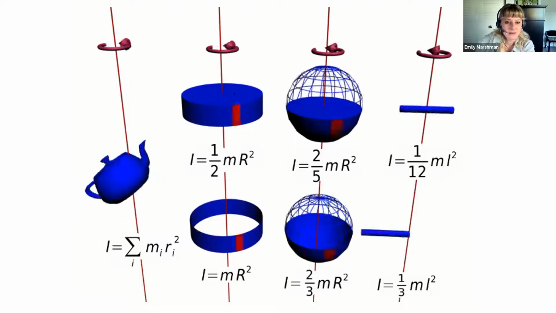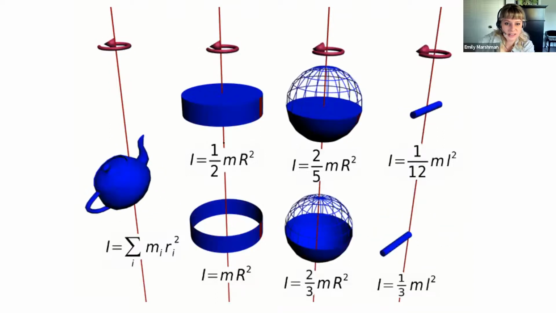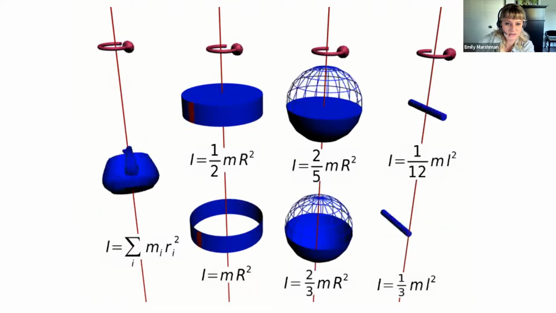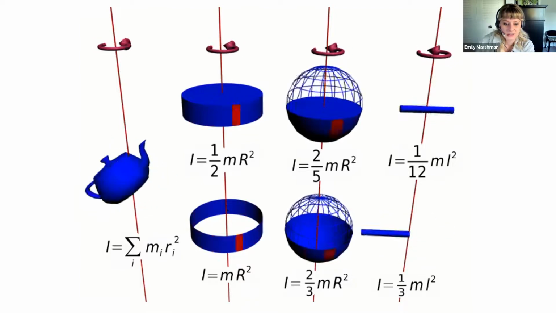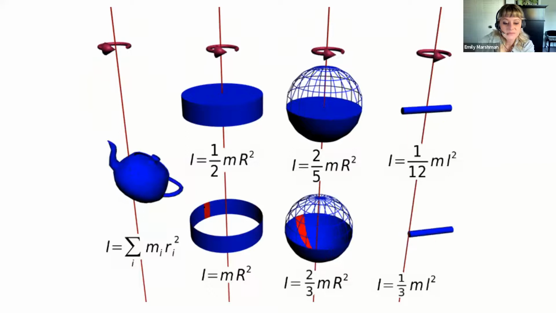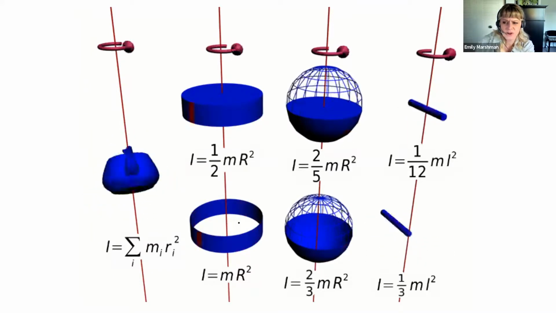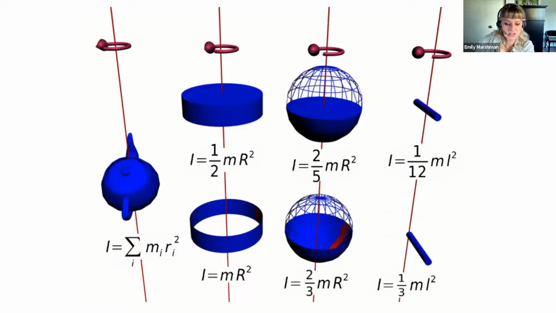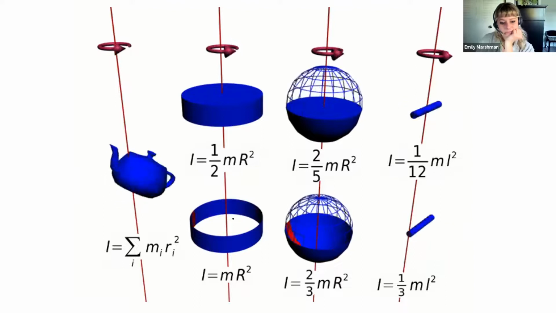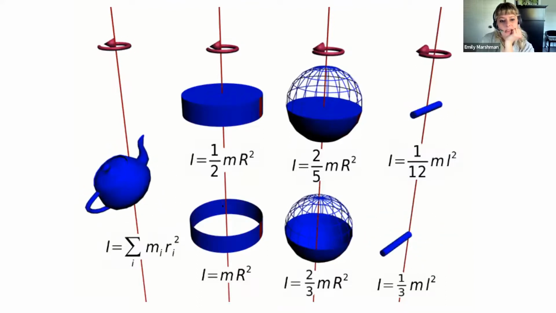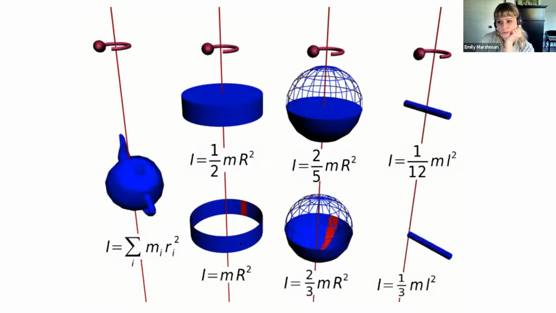Notice that the disk has more mass concentrated towards the axis of rotation, right here in red. The hoop has all of its mass concentrated further away from the axis of rotation, so it's more on the periphery. The disk has a smaller moment of inertia than the hoop.